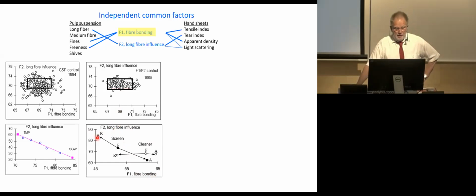You can see the way they separated. Here you have the feed, here you have the reject, and here you have the accepts. Screens separate according to fiber dimensions. However, the cleaner separates according to specific surface. And the different actions of these two pieces of equipment could clearly be seen here.